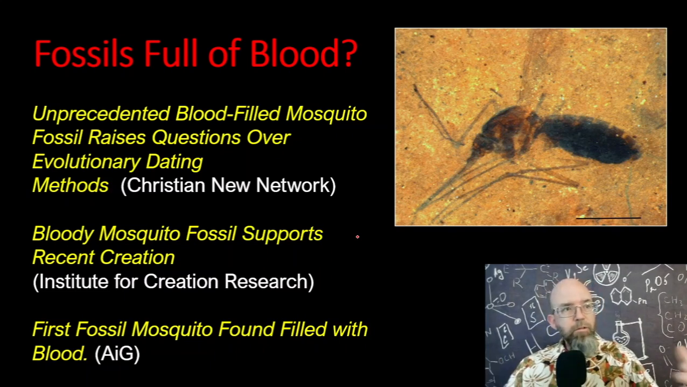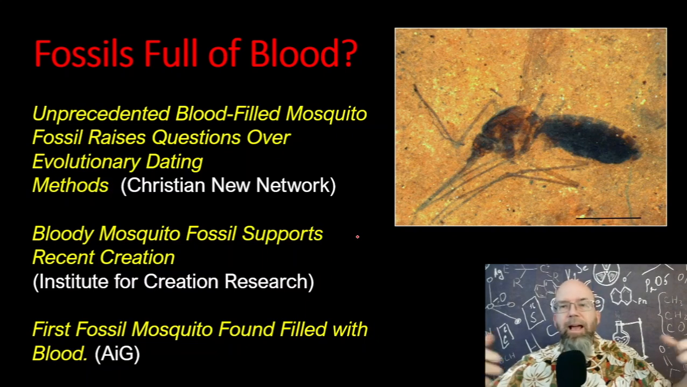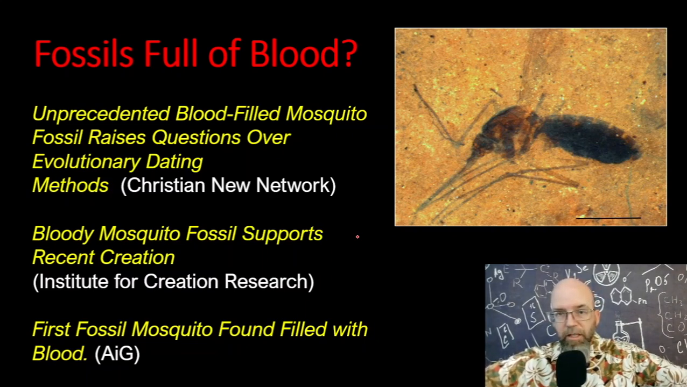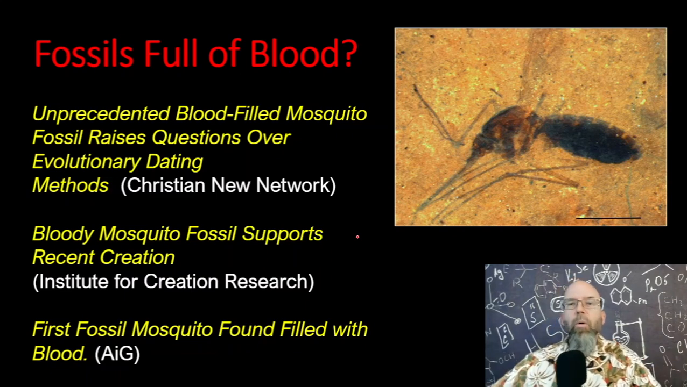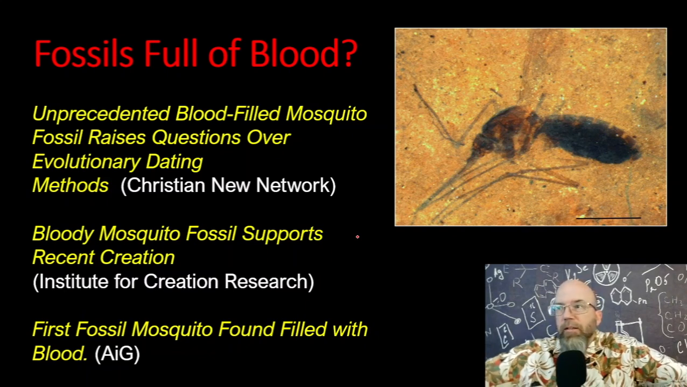All right, now when you read headlines like that, or when you hear a young Earth creationist on a video or at a conference giving a talk, and they start talking about how there's been blood found in dinosaur bones, or in this particular mosquito, or some other millions of year old fossil, what does the audience think that the speaker is saying? They think that there's blood found in these fossils.